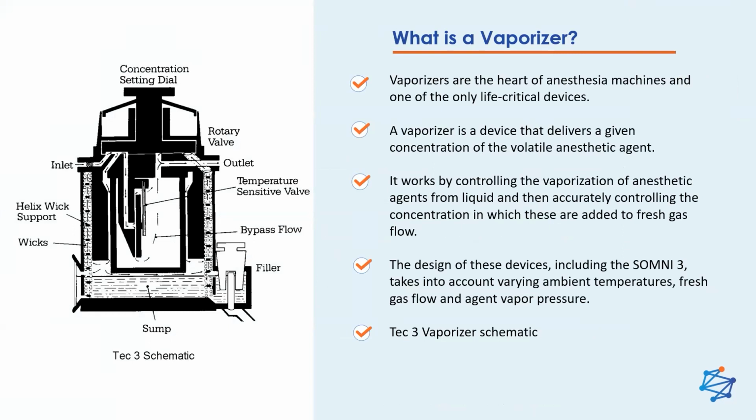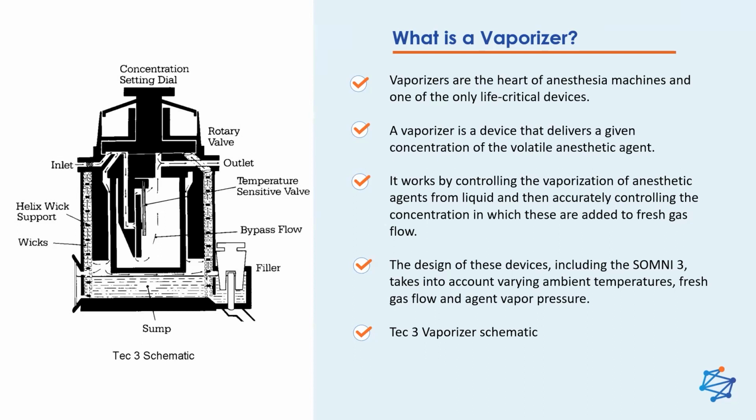The design of these devices, including the Somni 3, takes into account varying ambient temperatures, fresh gas flow, and agent vapor pressure. On the left here, we've got a nice schematic of a traditional Tec 3 style vaporizer. I'd like to walk everyone through this and maybe provide a better understanding of how the vaporizer works. So starting in the bottom right-hand corner where the filler is, the first part of using a vaporizer is filling it with the liquid anesthetic, which you can see here with the filler.